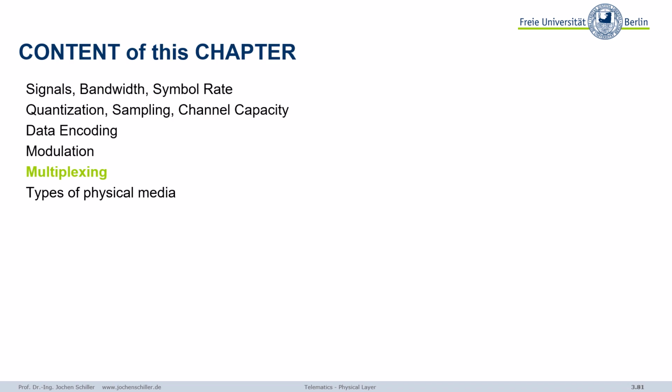Now coming to the next topic that's quite important, that's called multiplexing. So we now know how we create a signal out of our data stream. We know how to encode, we know how to modulate, but multiplexing is quite important.